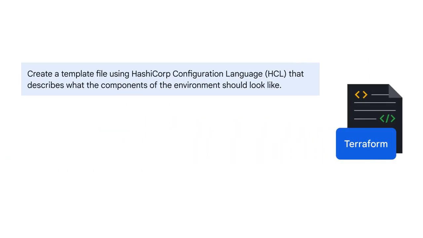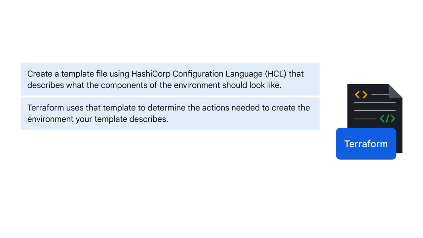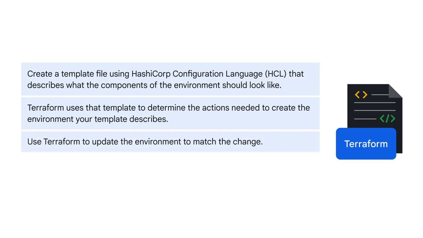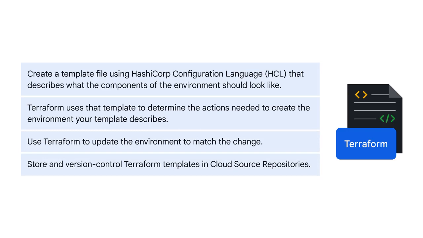To use Terraform, you create a template file using HashiCorp Configuration Language, HCL, that describes what you want the components of your environment to look like. Terraform then uses that template to determine the actions needed to create the environment your template describes. If you need to change the environment, you can edit your template and then use Terraform to update the environment to match the change. You can store and version control your Terraform templates in Cloud Source Repositories.